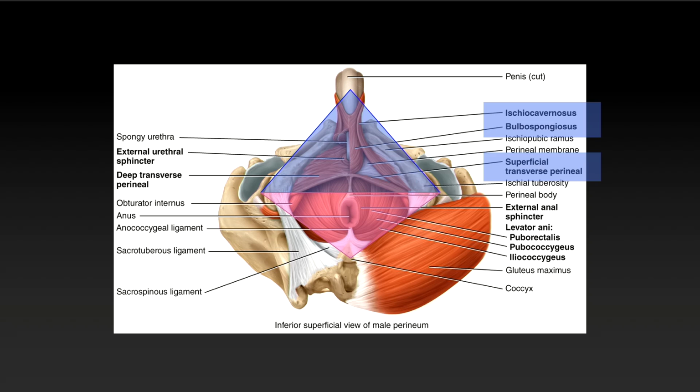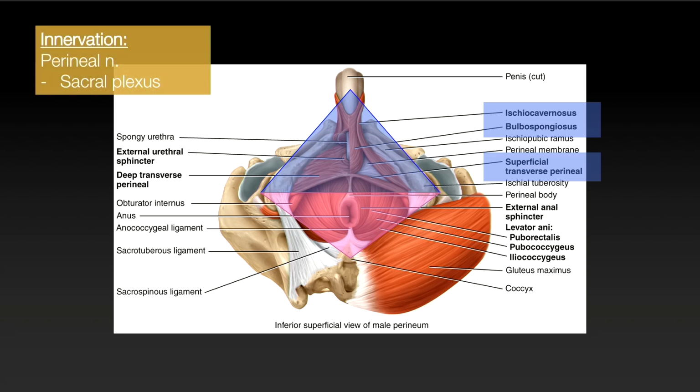Innervation here is pretty intuitive as well. Innervation here, perineal nerve. Muscles of the perineum, innervated by the perineal nerve. Levator ani, innervated by nerve to levator ani. Perineal muscles by the perineal nerve. Easy. All three of them innervated by the same nerve, not the same muscle.